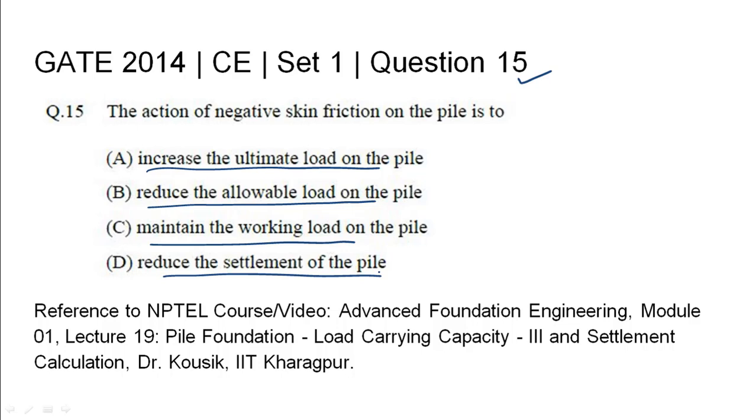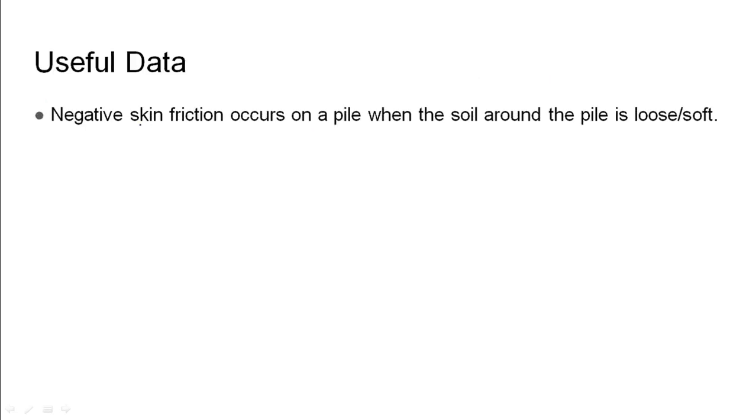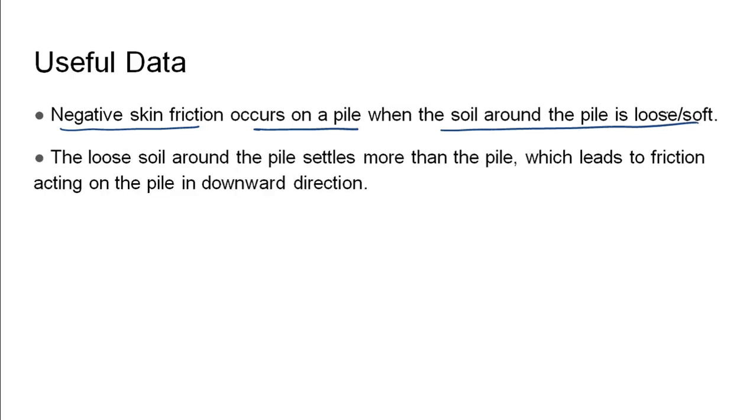The relevant NPTEL reference has been listed. So when we discuss the phenomenon of negative skin friction, it occurs on a pile when the soil around the pile is generally loose or soft. So what happens is the loose soil around the pile settles more than the pile, which leads to friction acting on the pile in downward direction. So this phenomenon is called as the negative skin friction.